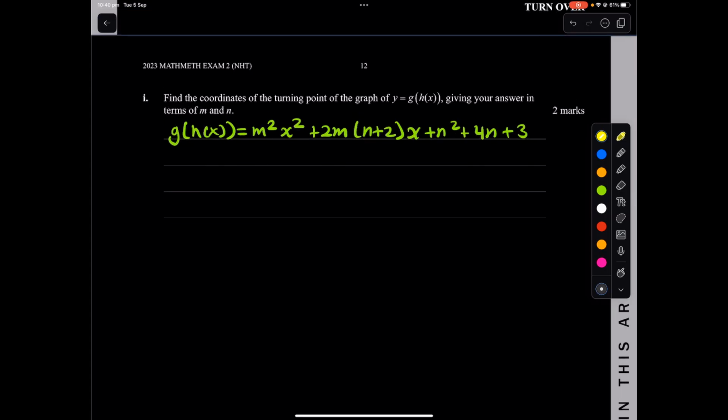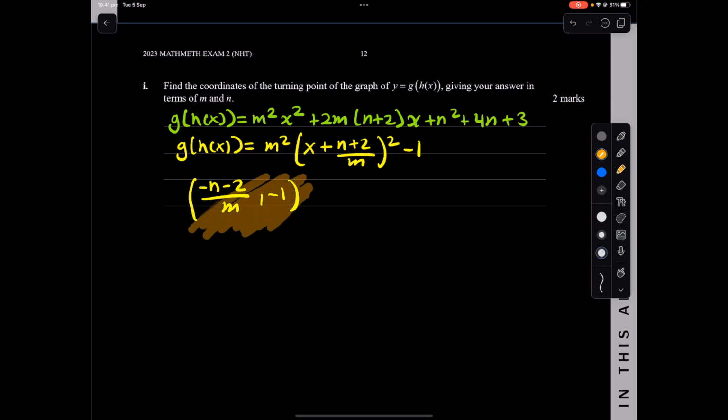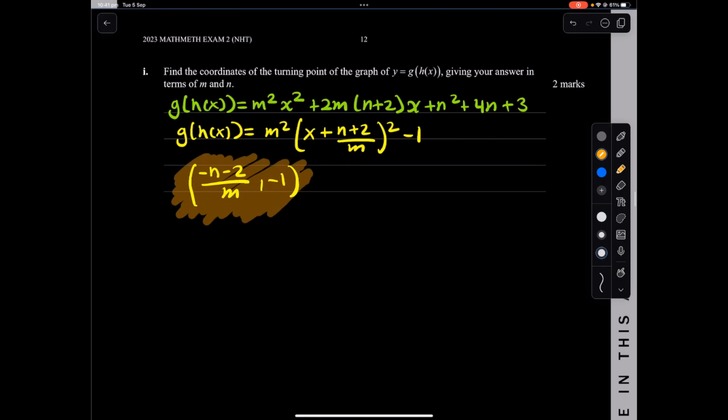Okay, this g of h of x can be written as m squared x plus n plus 2 over m, all squared, minus 1. So your actual coordinates of the turning point are negative n minus 2 over m, and negative 1. Is that right? So negative 1 there. Yeah, and the negative of, so perfect, negative 2 should be that. Hope that's right. I'm going to double check it.